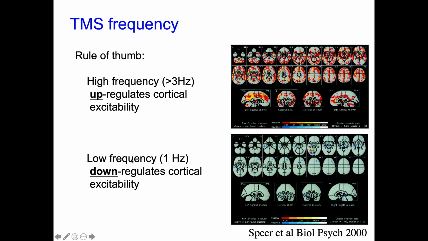Low frequencies tend to downregulate cortical excitability. They tend to inhibit the response. And so the stimulation was done about here, and you can see that this blue means that there's a deactivation around where we stimulated. But that's the kind of rule of thumb that we use. Low frequencies around 1 hertz tend to inhibit activity, whereas high frequencies tend to excite.